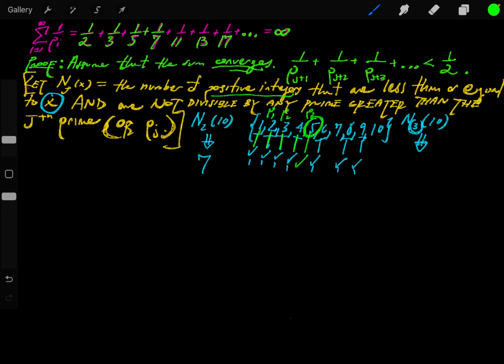5 is now in the count. 6 is in the count because it's not divisible by any prime greater than 7. Is 7 in the count? 7 is the only one that's excluded in this case. 8, is 8 divisible by a prime greater than 5? No. Is 9 divisible by a prime greater than 5? Is 10 divisible by a prime greater than 5? No. So the answer to this one is 9. 7 is the only one that's excluded.